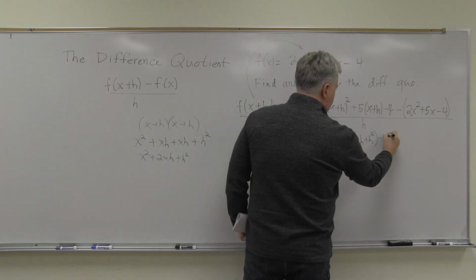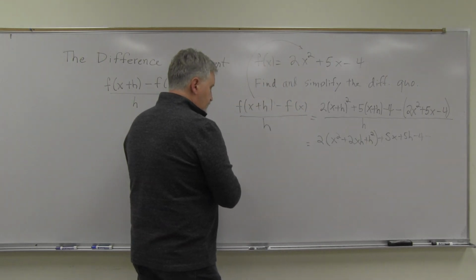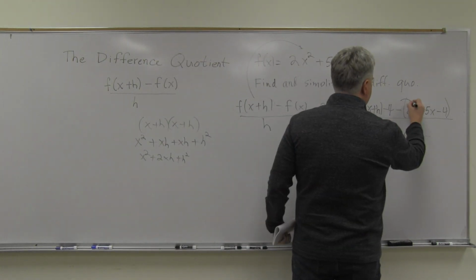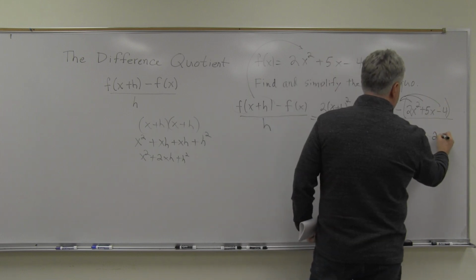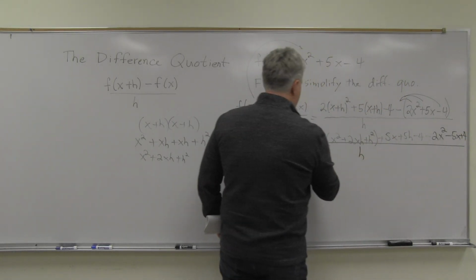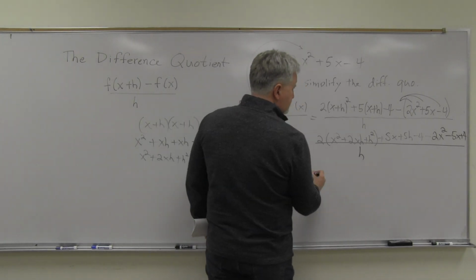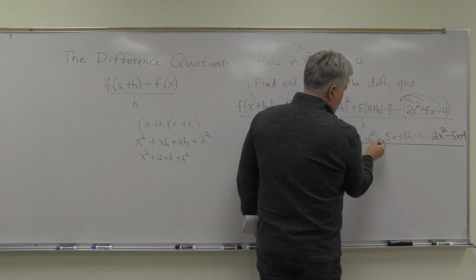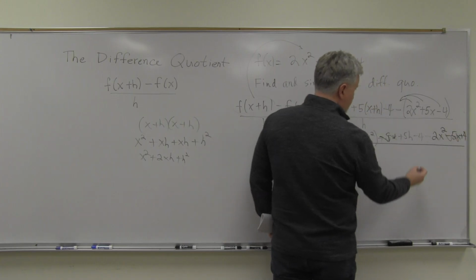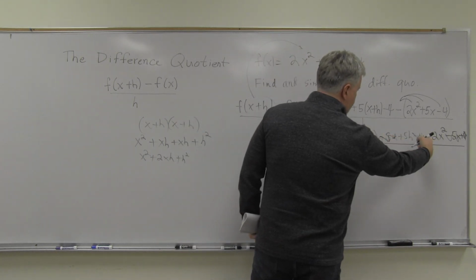And of course, distribute the 5x plus 5h minus 4. And then the minus in front there does distribute, so distribute that up over there. So that's minus 2x squared minus 5x plus 4. It changes all those signs. And then divide that by h. We have some canceling going on there for sure. So we've got 5x here, you've got minus 5x. All right, so those are going to wipe out. Then we've also got the minus 4 and the plus 4. So those are going to wipe out. So that leaves us on that side anyway, 5x minus 2x squared.